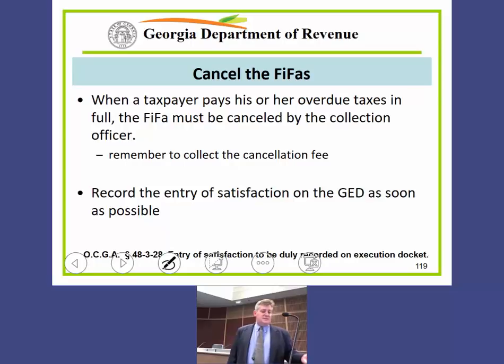But once the tax FIFA has been paid, it's important to cancel the FIFA and record the cancellation at the Clerk of Superior Court's office. The code section indicated requires the entry of satisfaction to be recorded on the execution docket. And the statute requires the entry of satisfaction to be recorded as soon as possible. So as soon as the FIFA has been paid, record the cancellation.